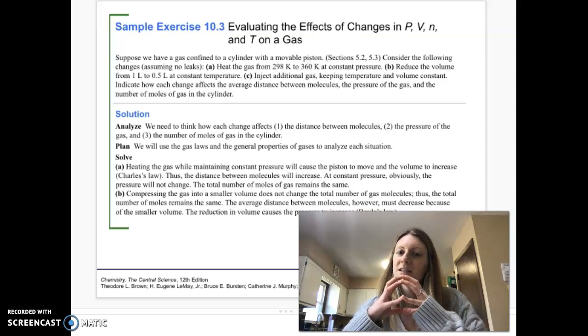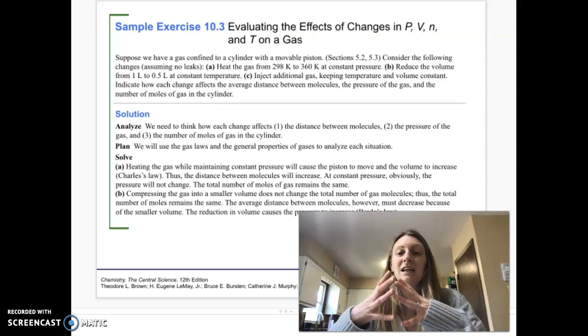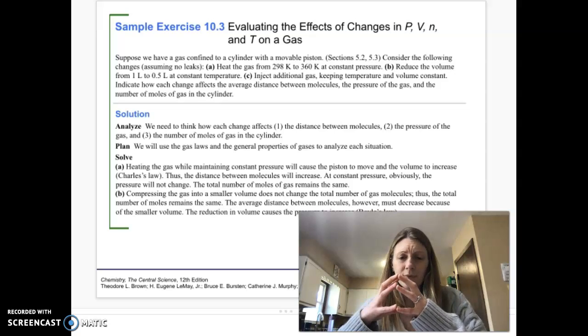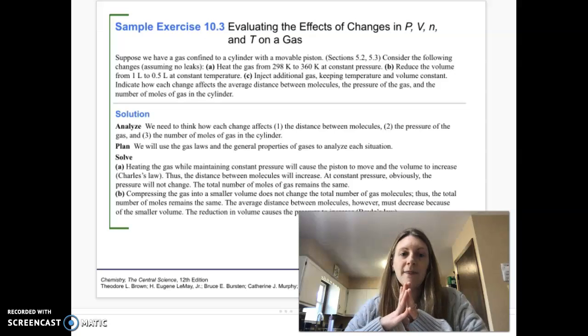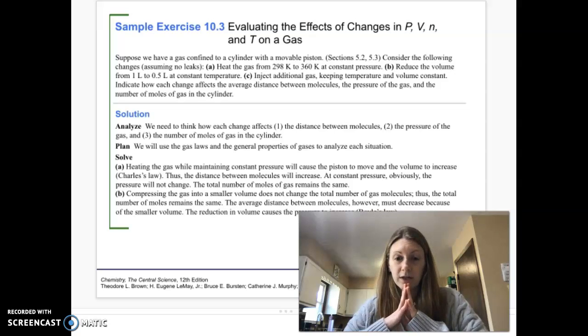So think about this like that social distancing, right? If I go to Costco and there's only 3 of us in the store, I can get as far away from those people as I want, but then if you put 100 people in that store, suddenly I can't get as far away as I want to. So our distance between the gas molecules will decrease. The pressure is going to increase because, again, you're putting more things in that same amount of space. And the number of the moles will also increase.